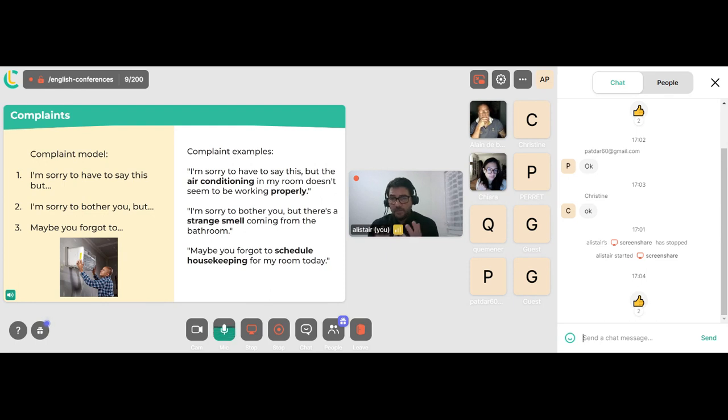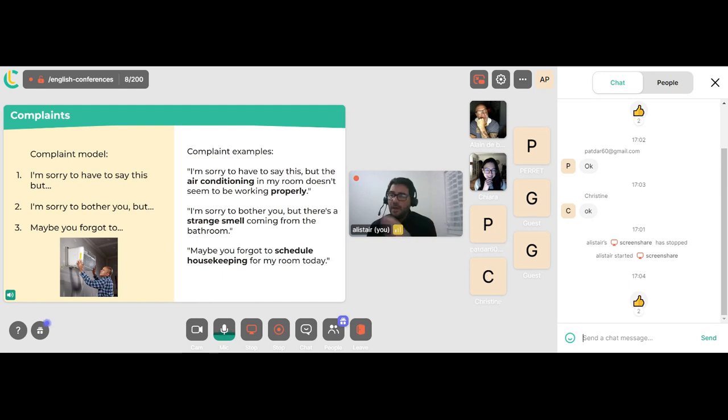Okay, so this complaint model, it follows the same as the first. It's an apology to bother the member of staff. It's an apology before this customer makes their complaint. So let's have a look at the example. I'm sorry to bother you, but there is a strange smell coming from the bathroom. Okay, that's a legitimate complaint. Okay, well, let's have a look at number 3.